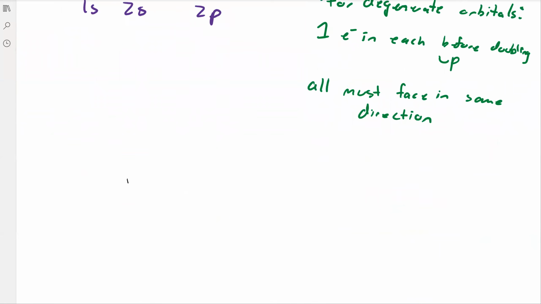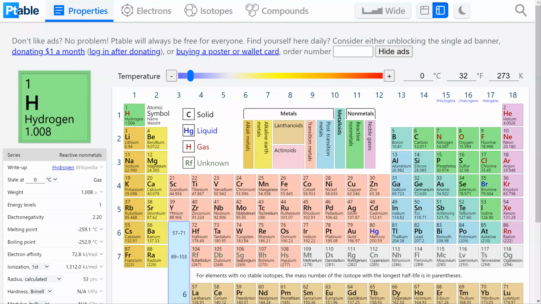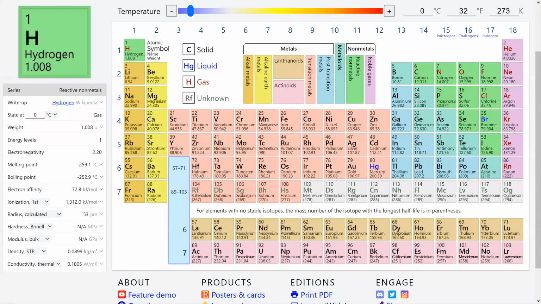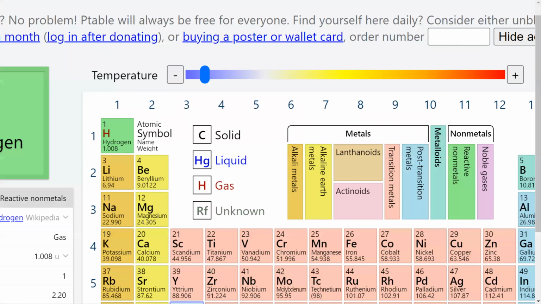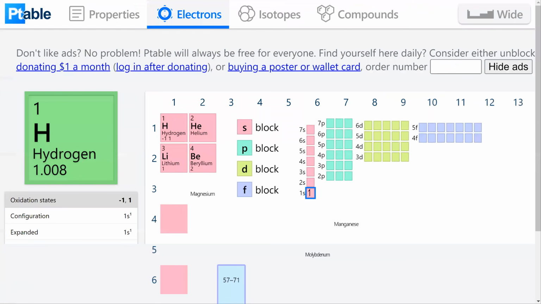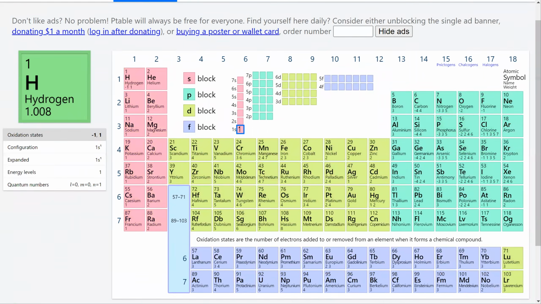If you want to play around with a really cool website, ptable.com is very cool with this. So I just type in ptable.com. The internet will take you right here. And then what you can do is click this electrons feature. Once you click this electron feature, it'll be a little bit different.